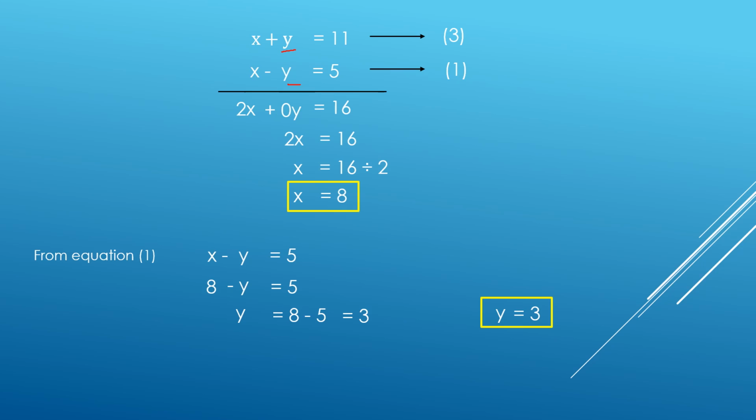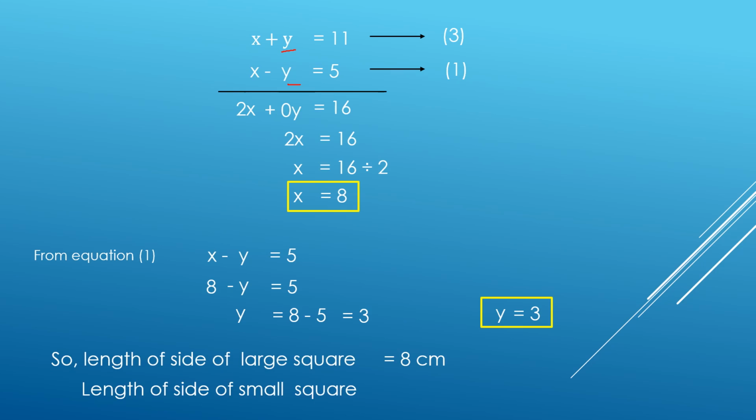And what is this x and y? Correct. Length of side of large square is x and we get it as 8 centimeter. Next, length of side of small square is y and we get it as 3.